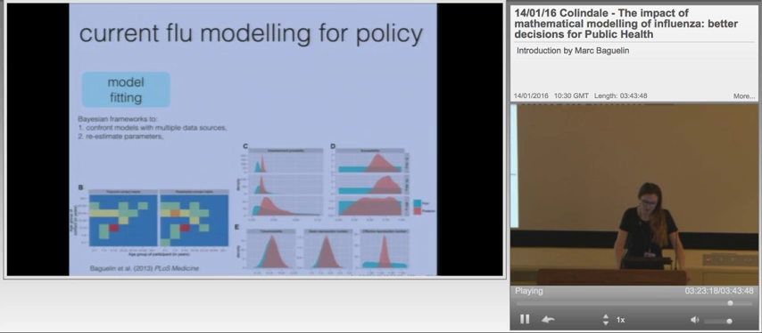So this is really a very nice way of doing what models do best, which is inferring things that we can't directly measure. And so the graphs on the right are also examples of this, moving your prior to your posterior and updating your knowledge about what we know about flu epidemiology.